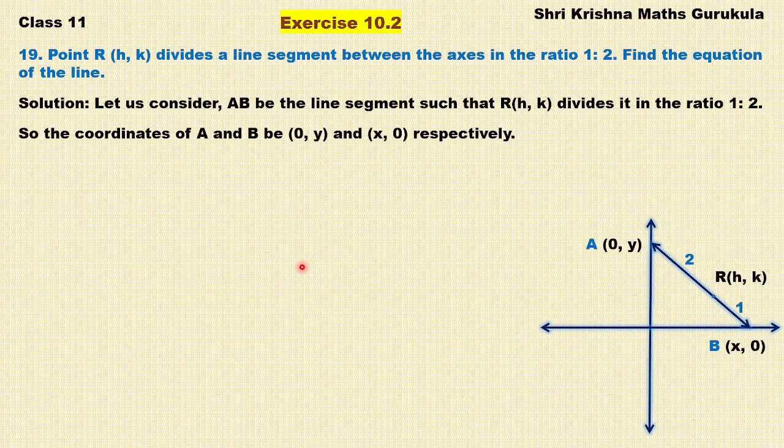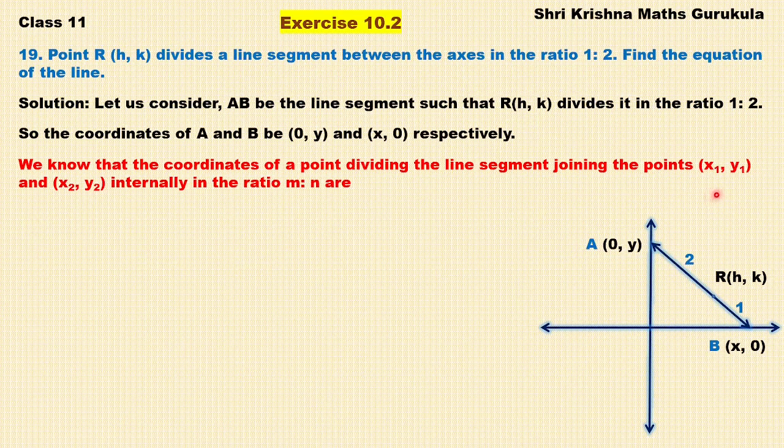That is why I have shown you 2 different ways to find the equation of the line. Now the section formula says if (x1, y1) and (x2, y2) are 2 points of a line segment, and there is any point which divides the line segment in the ratio m:n, then the section formula would be (mx2 plus nx1) whole divided by (m plus n), comma (my2 plus ny1) whole divided by (m plus n).